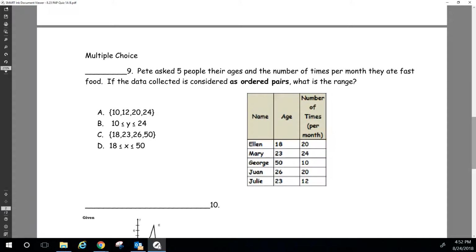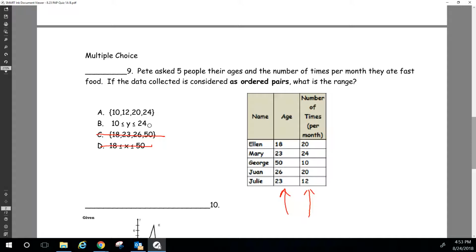All right, here's another table. It says Pete asked 5 people their ages and the number of times per month they ate fast food. If the data collected is considered as ordered pairs, what is the range? So this is our domain column. This is our range column. So we automatically know if we're looking for range, we're looking for 10, 12, 20, and 24. So it's not going to be these two guys.